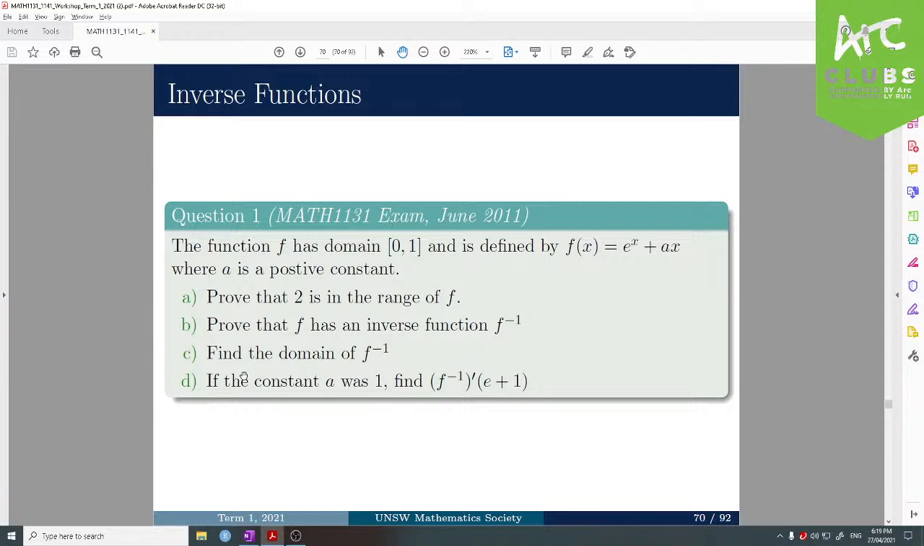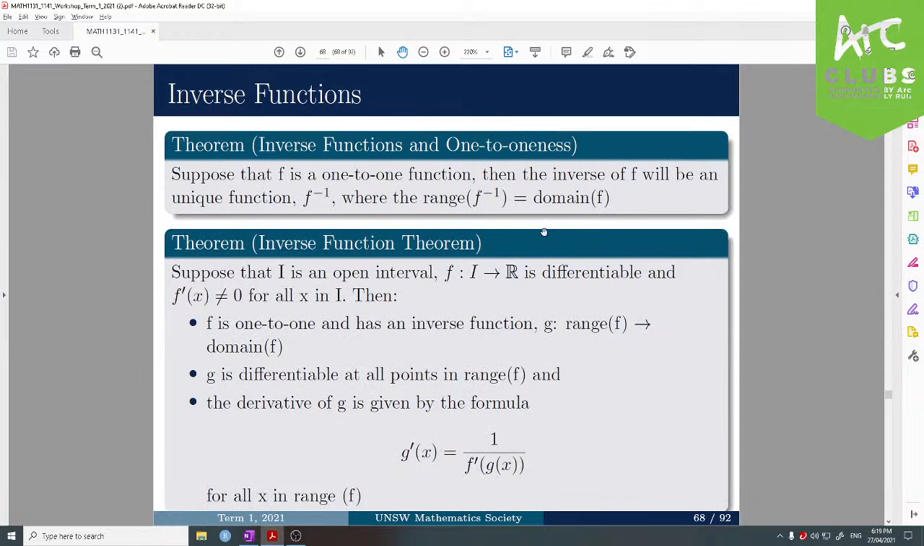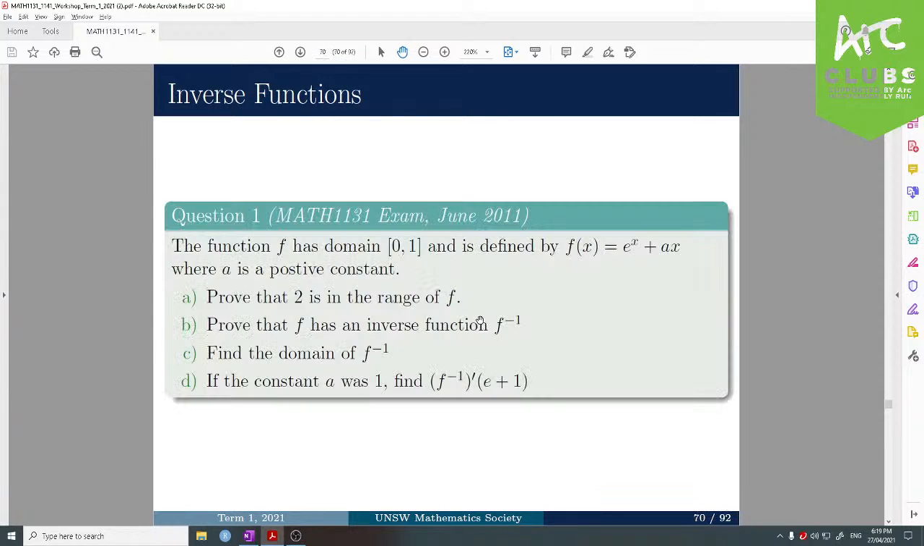Okay. So firstly, to do part C, it says find the domain of f inverse, and from again the first theorem, when you take the inverse, the range and domain flip around. So when we want to find the domain of f inverse, we want to find the range of the original function f. If we can find the range of f, then that will be equivalent to the domain of its inverse. So how can we find the range of f?